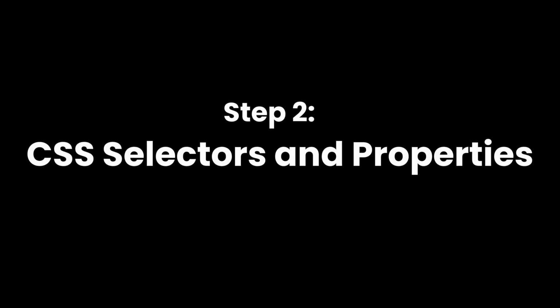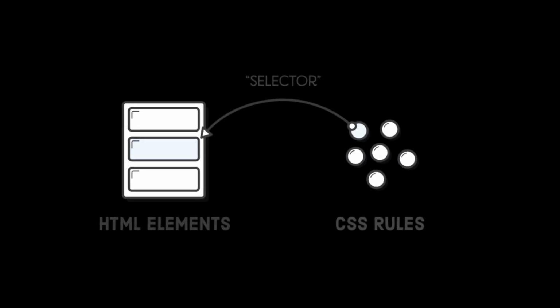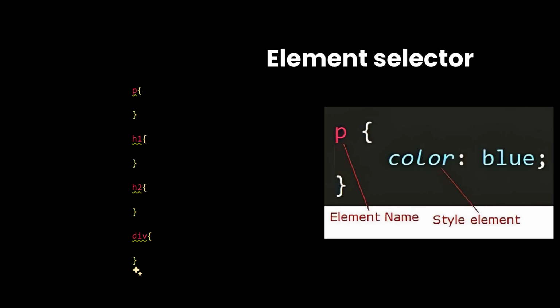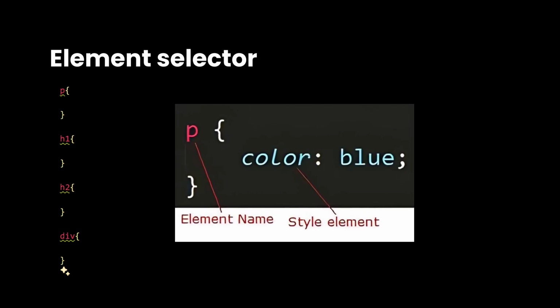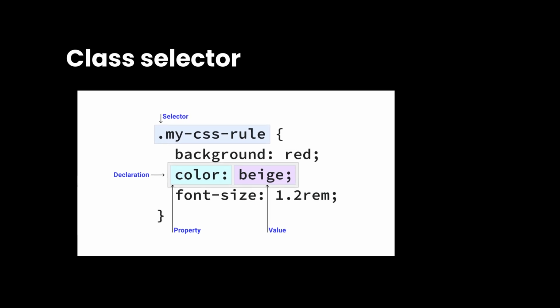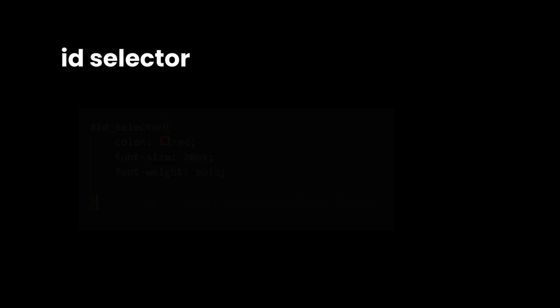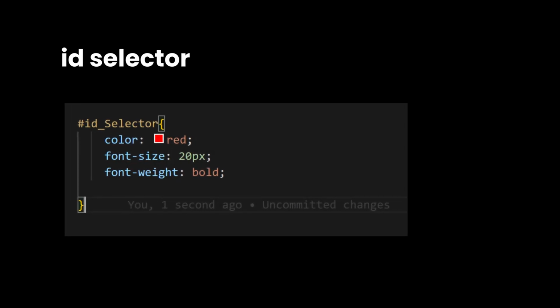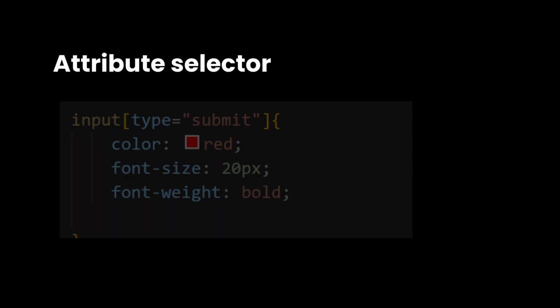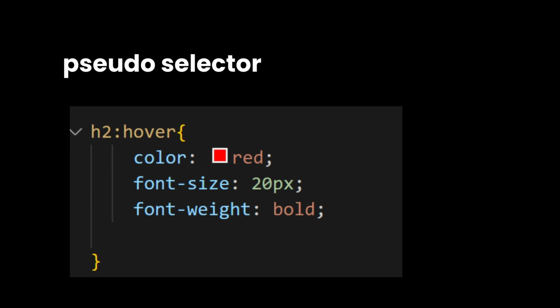Step 2. CSS selectors and properties. Selectors are the backbone of CSS. They allow you to target specific elements on your web page. There are various selectors, including Element Selector, which targets all the elements directly, Class Selector, which targets elements with a specific class name, ID Selector, which targets an element with a specific ID, Attribute Selector, which targets an element with a specific attribute, and Pseudo Classes, which target the elements in a specific state.